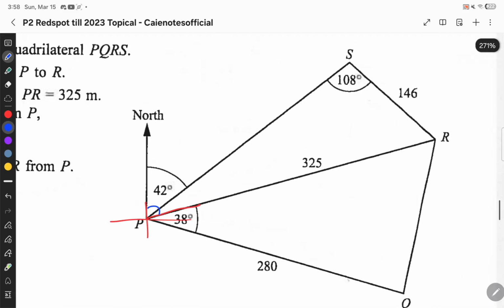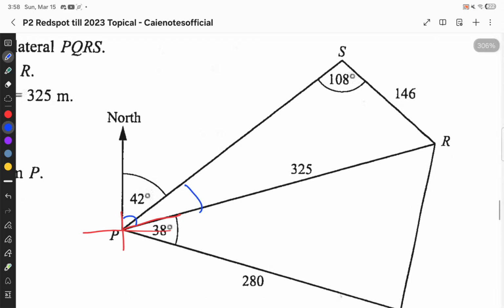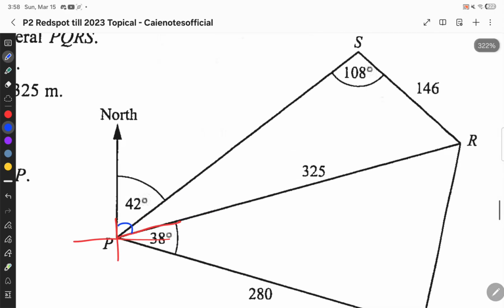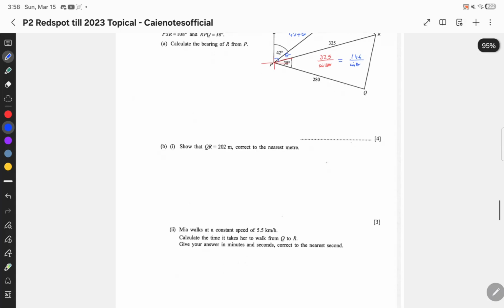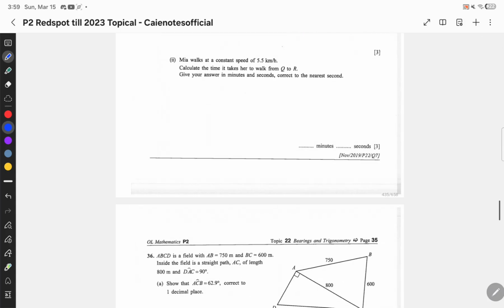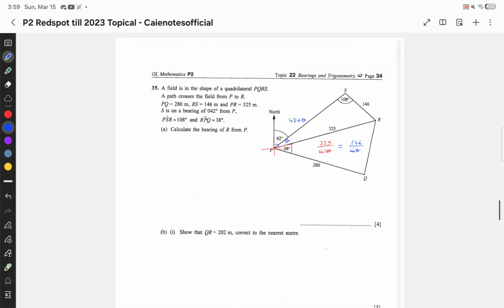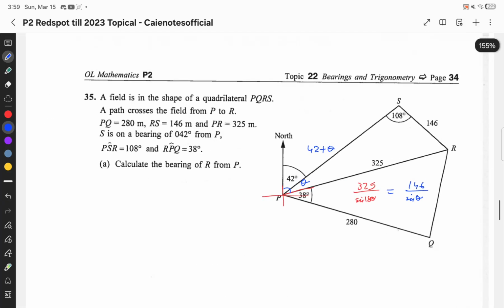Okay, all good. About this other angle, we do this by sine rule. We set it up: 325 over sine of 180 minus 146, equals 1 over sine of theta. So theta, and this is the answer, 42 plus theta. We can do this and this. Now I think this is enough for today.